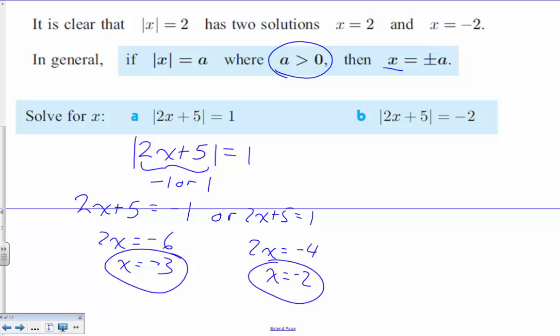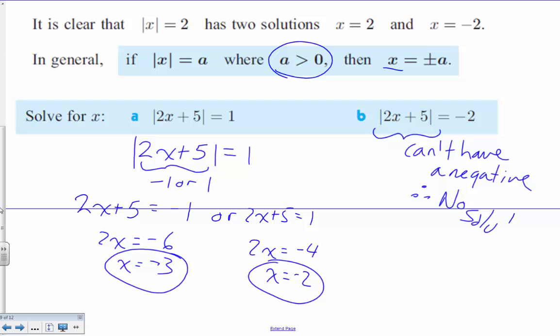Same idea. Absolute value 2x plus 5 equals negative 2. How is that going to work for us? We can't have a negative absolute value. So what are we going to do in this case? Well, my recommendation is to take a double check. Think, can it work? Can we come up with something that will provide a solution for us? And no, there isn't. You can't have a negative absolute value, therefore no solution. Easiest question we'll ever do.